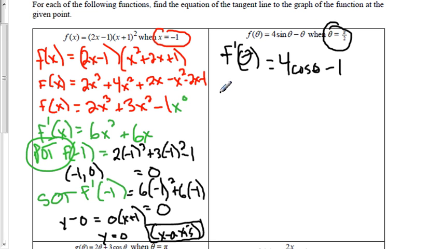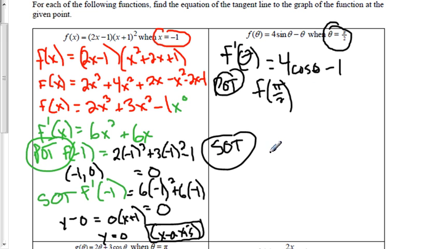Okay, same idea. I have to find the point of tangency. How do I do that? That's just substituting in pi over 2. And same thing for the slope of the tangent line. That is substituting pi over 2 into the derivative. Let's do that right now.